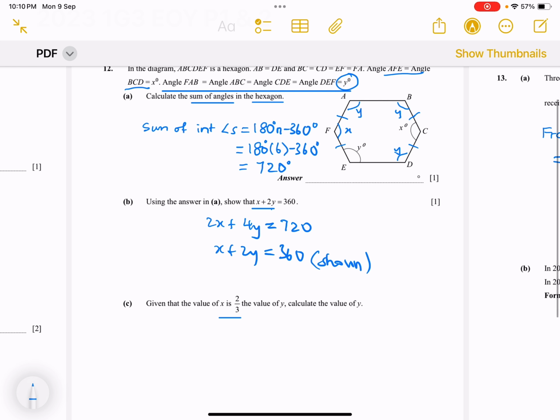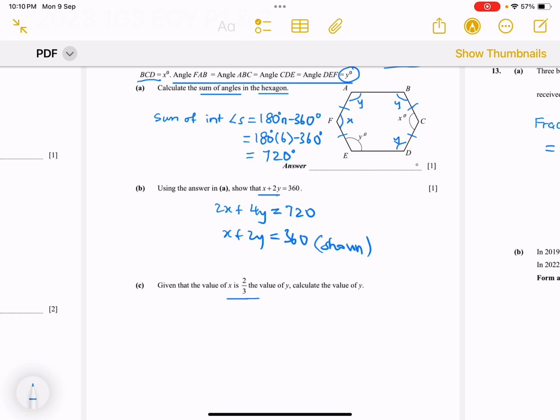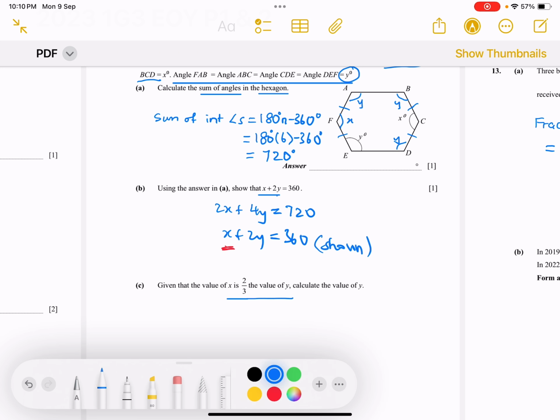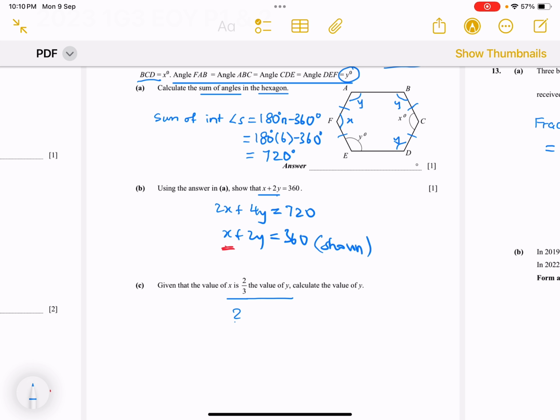Now, the value of x is 2/3 of y. So now we have to use our equation, replace x with 2/3 of y. Okay, so the x here is replaced with 2/3 y. That is what the question means. So we have 2/3 of y plus 2y equals 360, and we can find y.